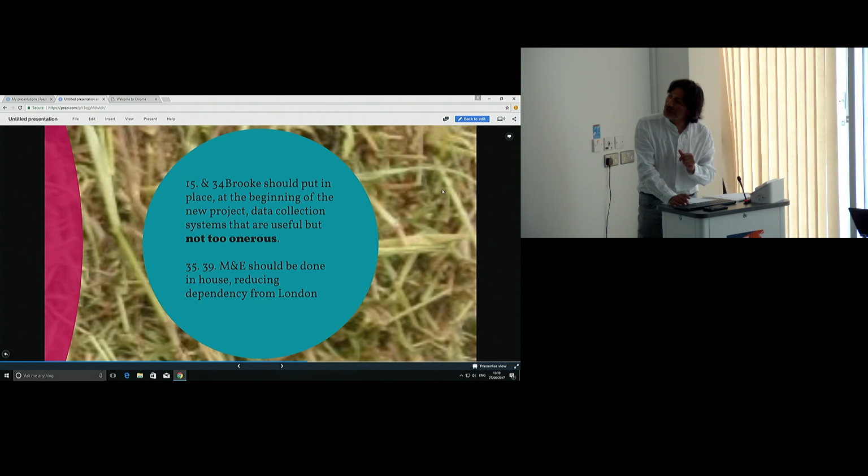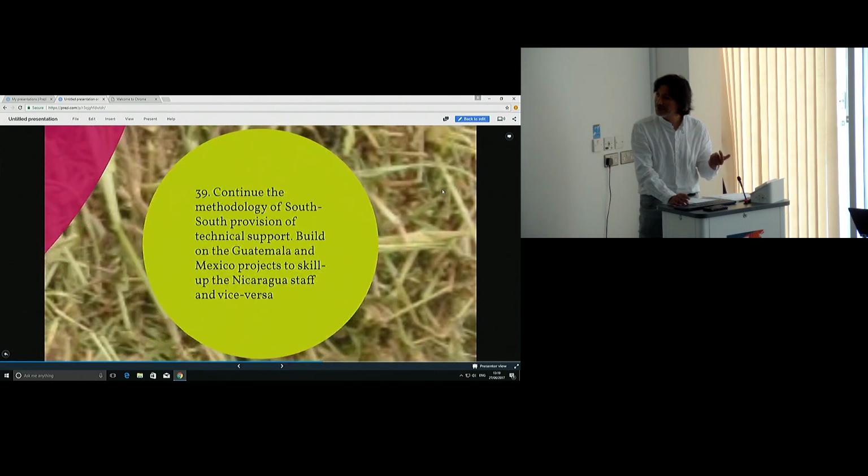Brooke should put into place, at the beginning of the new project, data collection systems that are useful but not too onerous. They're working on that. That is part of the multi-year plan and part of the M&E that we are doing. M&E should be done in-house, reducing dependency on London. We're also working on that, so we're trying to strengthen the M&E system at country level.